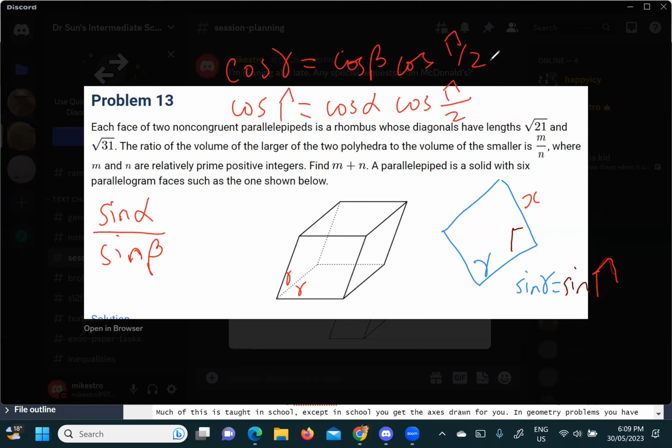For example, we said we know sine gamma. If you know sine gamma, then you know cos gamma because sine squared plus cos squared is 1. And if you know cos gamma, then you know cos gamma on 2 because the double angle formula is 2 cos squared gamma on 2 minus 1. So if you get that, then we've solved the problem up to calculation.